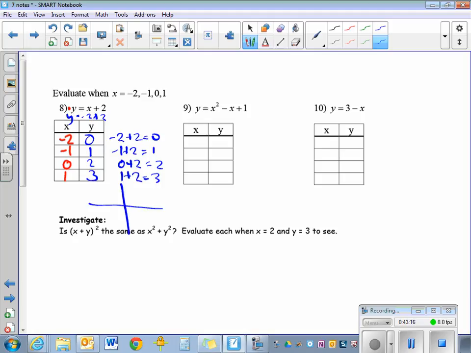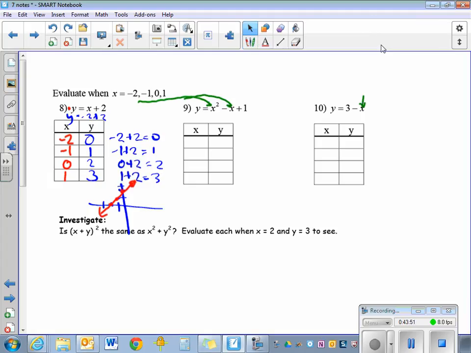And again, if I were to graph this, negative 2, 0, negative 1, 1, 0, 2, 1, 3. There's that line that I was telling you about. That's how we achieve it. Any questions on that? Okay. So same idea for 9 and 10 as to what we were just doing. Each of these values gets substituted in for each x value. And the same thing over here.